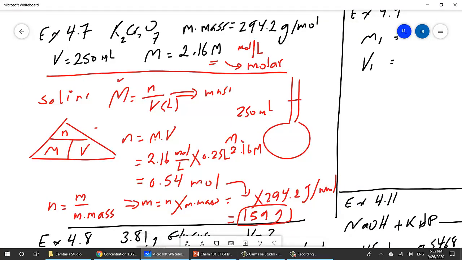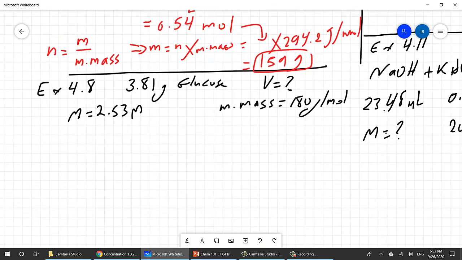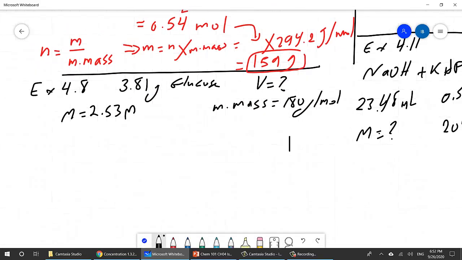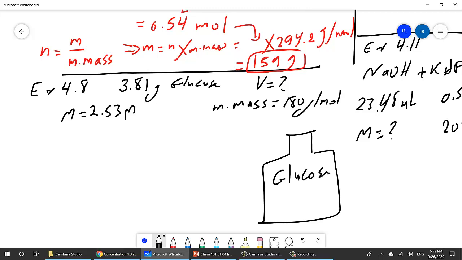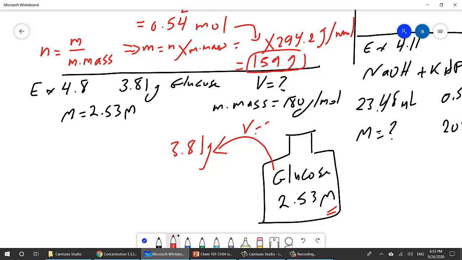So for this question, we have a solution of glucose. Imagine that we have, in the lab or in the hospital or wherever, a glucose bottle whose concentration is 2.53 molar. And that chemist wants to take only 3.81 grams from this. This is in molar, and I need to take it in grams, so you cannot just measure that. So the question asks what volume you want to take from this that is equivalent to 3.81 grams.